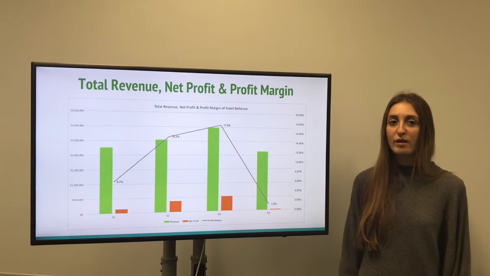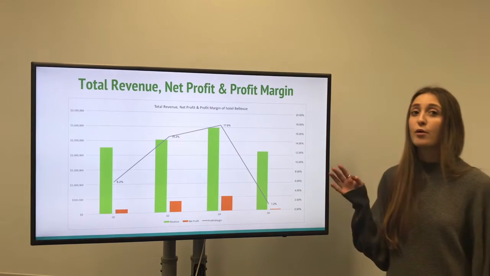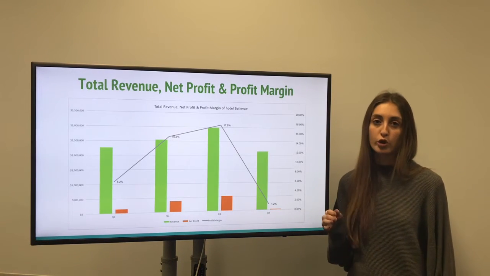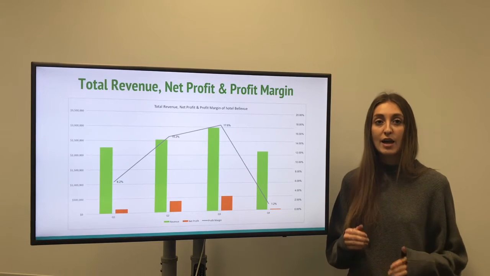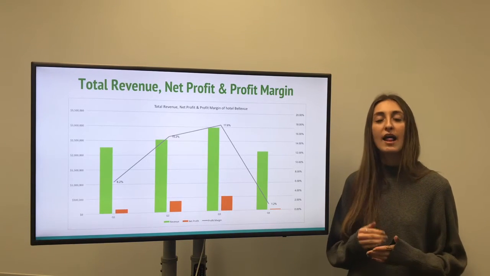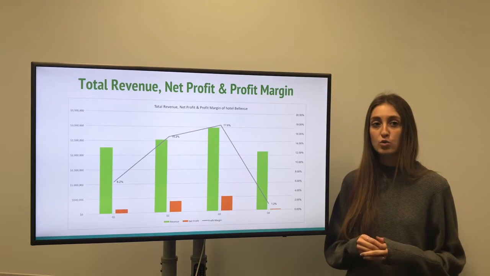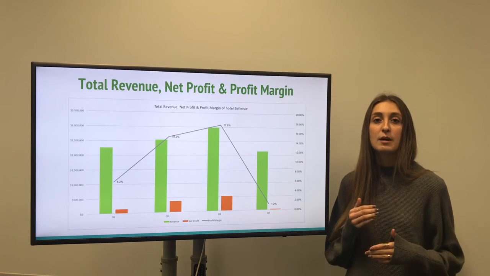Here you can see the revenue, net profit, and profit margin of our hotel through the year for each quarter. We can see the general rise of these three indicators until quarter 4 and a dramatic decrease of the profit margin and the net profit. The analysis of these trends will be explained later in our slides.